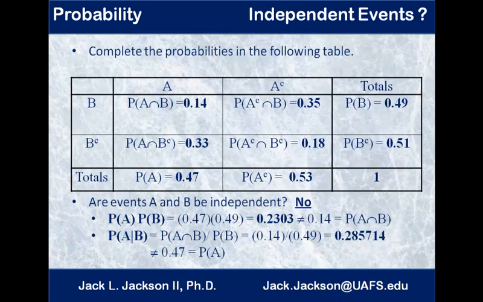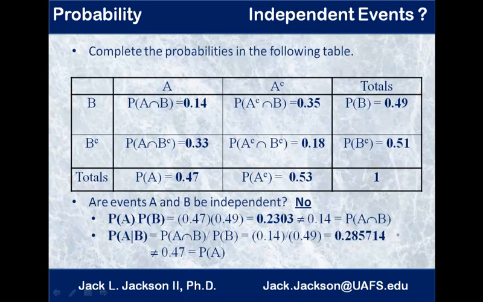Or if we think about it in terms of conditional probability, what's the probability of A given B? Well, probability of A intersect B, I should have said. Let me say that right. Probability of A given B is the probability of A intersect B divided by probability of B. So probability of A intersect B is 0.14. Probability of B is 0.49.